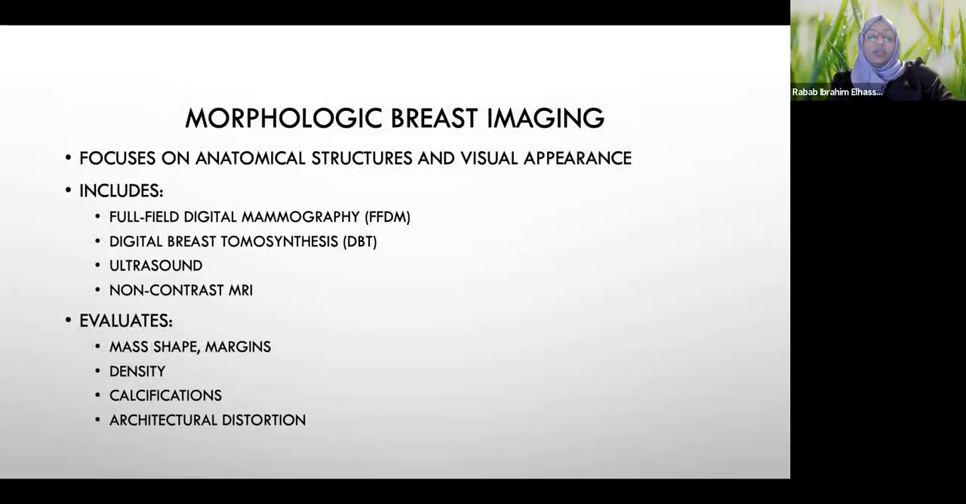The conventional morphologic breast imaging focuses on anatomical structures and visual appearance of the lesions, and includes digital mammography, tomosynthesis, as mentioned, ultrasound, and non-contrast MRI. It evaluates abnormalities that include mass. When digital mammography or conventional breast imaging detects a mass, it will assess its shape, its margin, the morphologic appearance of the lesion. It can also assess the density and presence or absence of asymmetric densities, and assess presence of calcifications and architectural distortion.